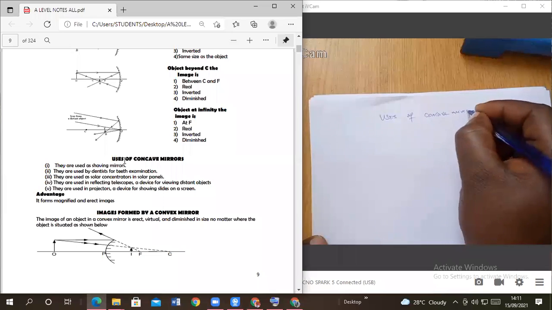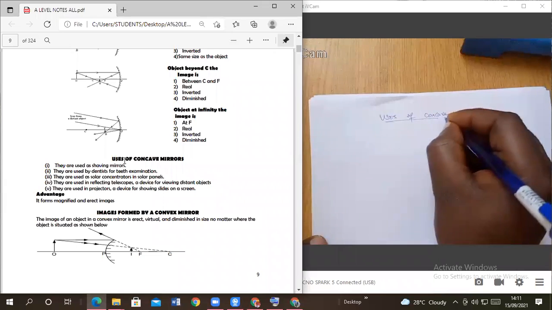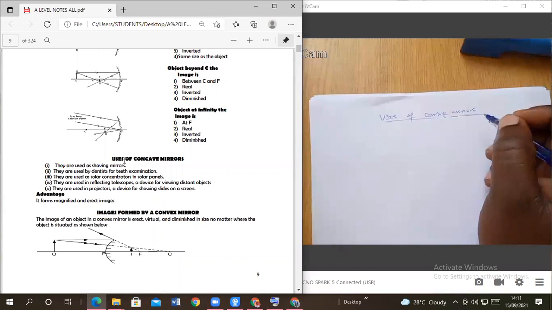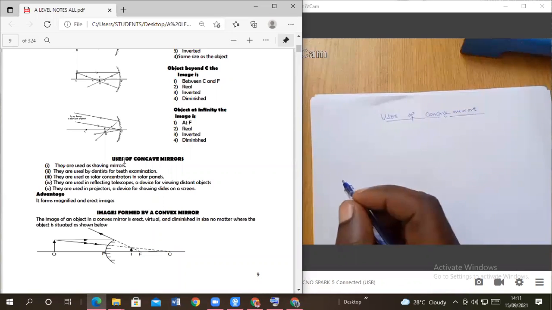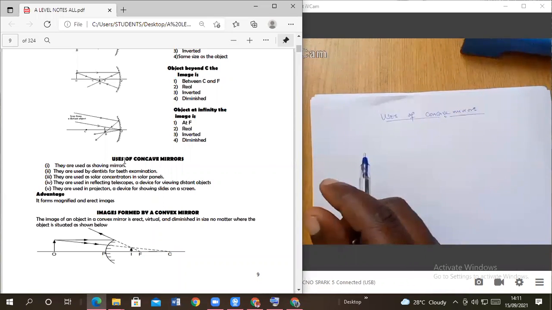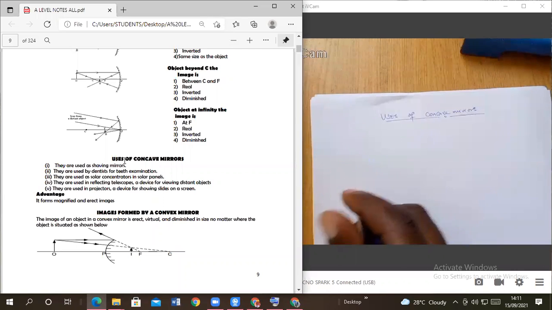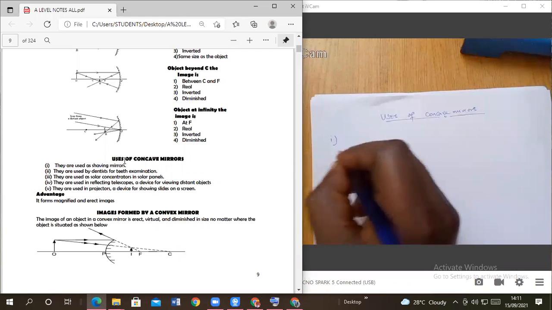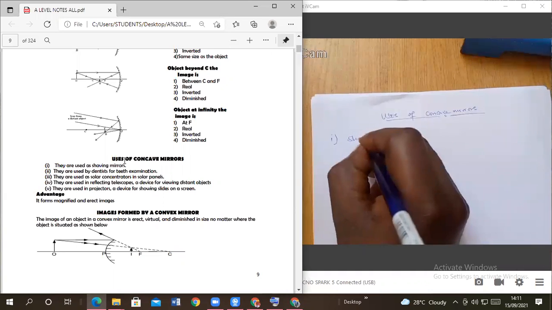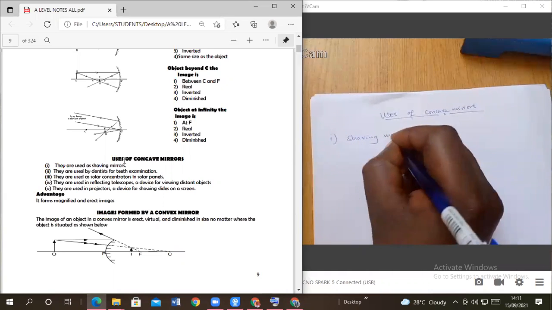Now the first thing that appears on our notes there is what we call the uses of concave mirrors. So there are quite very many uses of concave mirrors, but the first one is that it can be used as a shaving mirror.